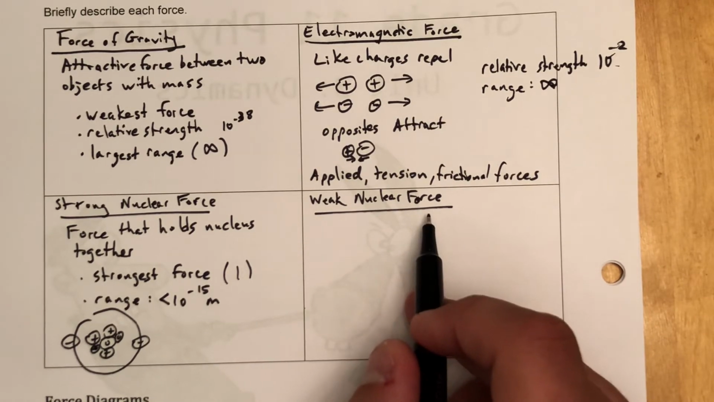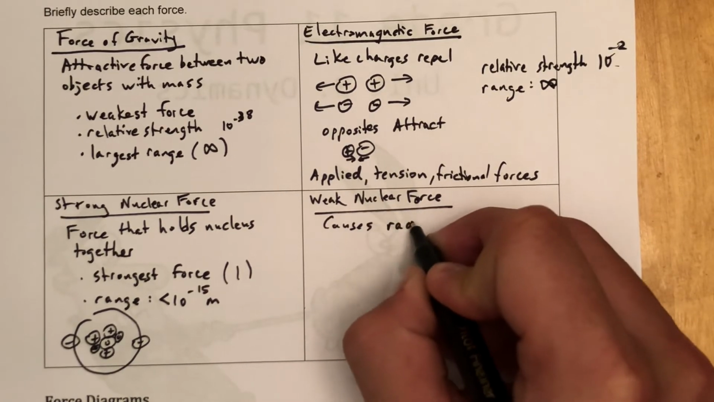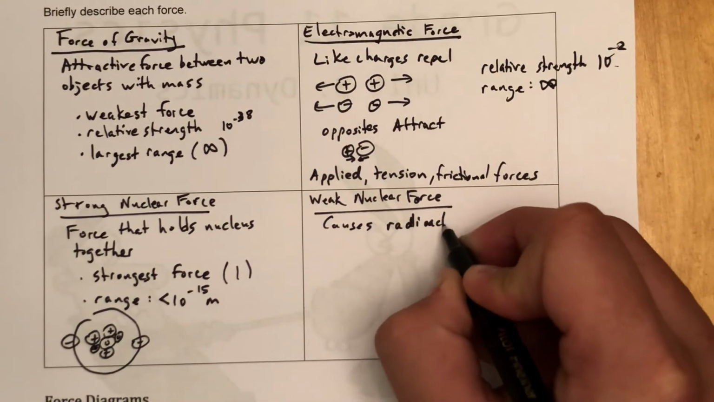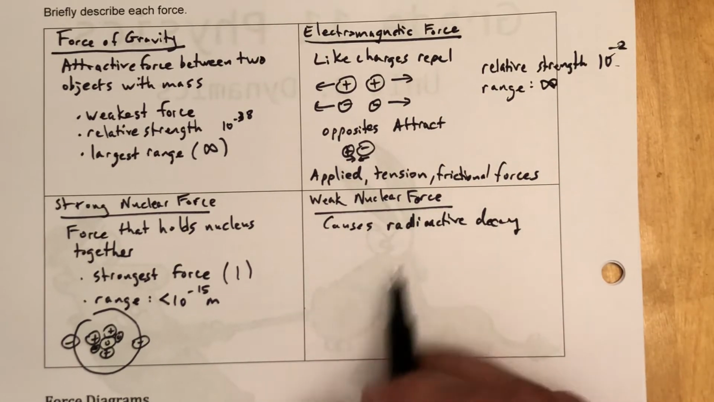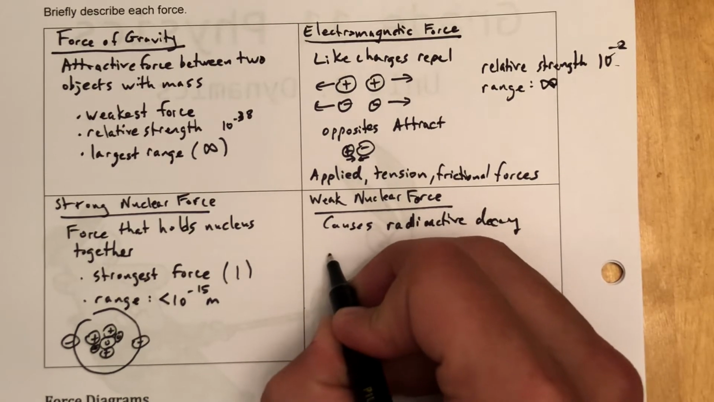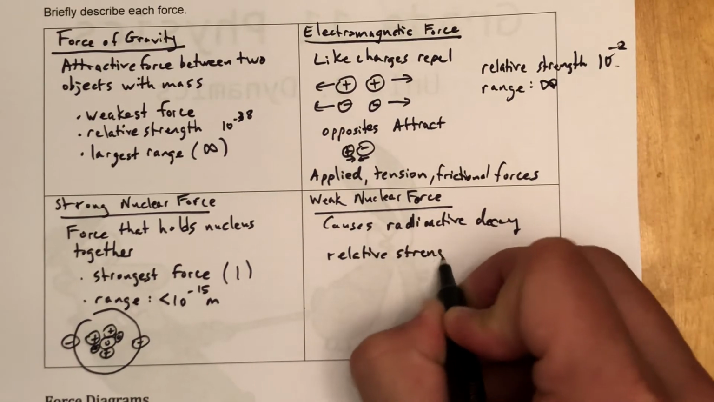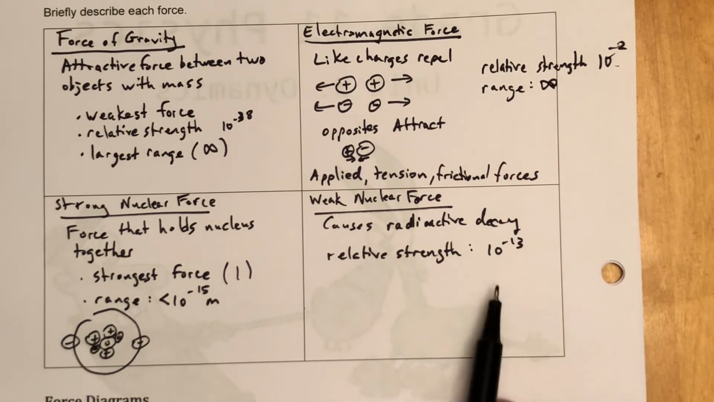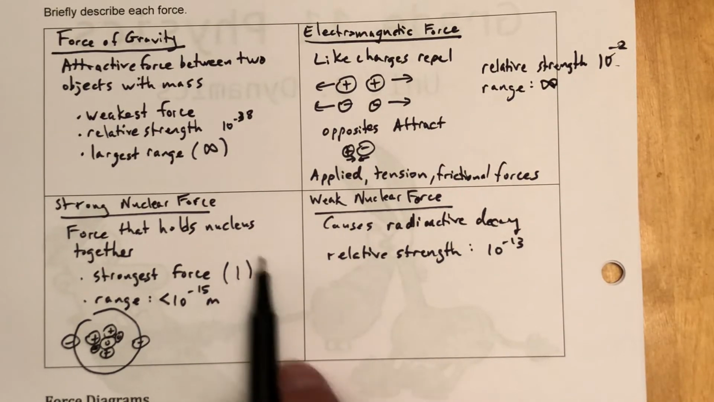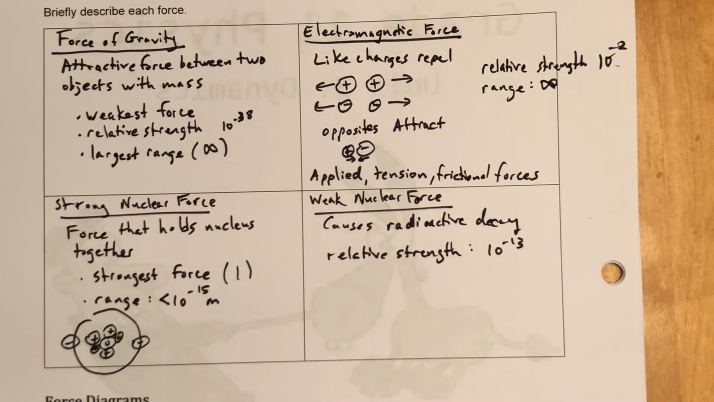Nuclear weak force, or the weak nuclear force. This is what causes radioactive decay. There's not much more I'm going to say about this one, other than the relative strength when comparing it to the rest of them is going to be 10 to the negative 13. So we're looking at the ranges here. The strong force is by far the strongest, followed by electromagnetic force, then the weak nuclear, and then lastly the force of gravity, the weakest of them all by a long shot.